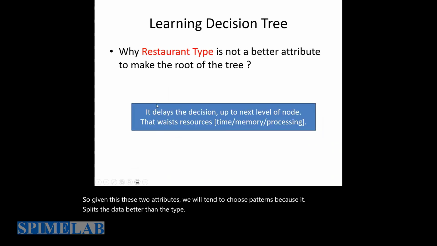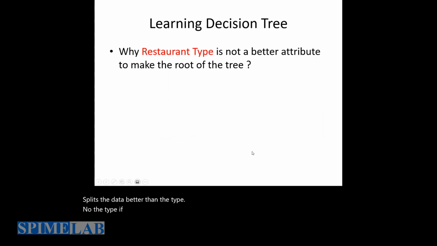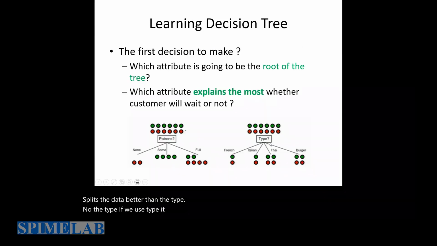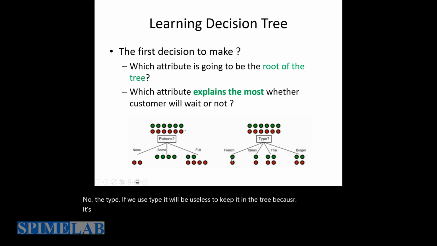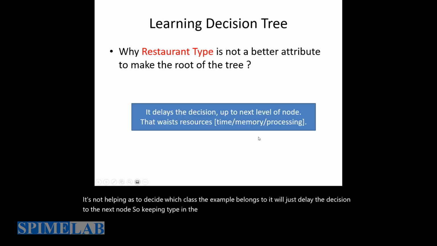Now, if we use type, it will be useless to keep it in the tree because it's not helping us to decide which class the example belongs to. It will just delay the decision to the next node. So keeping type in the tree is going to be expensive in terms of time, memory, and processing.